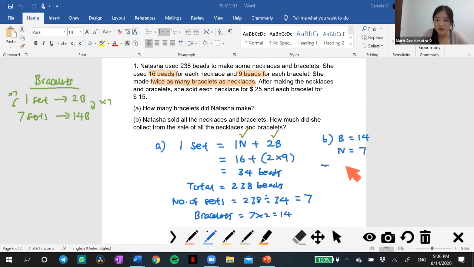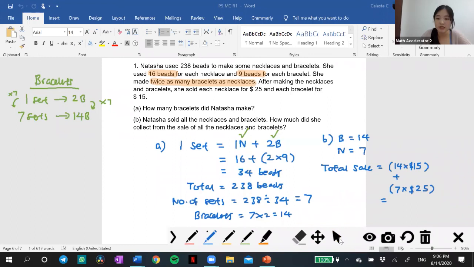So the total sale, you just need to times the number of bracelets and necklaces with their cost. So 14 bracelets times bracelet is $15. Then you add in 7 times your cost of the necklace, $25.